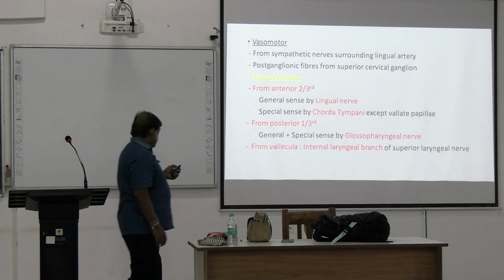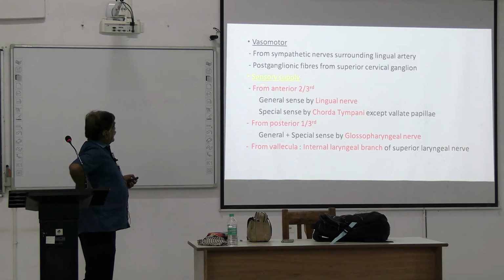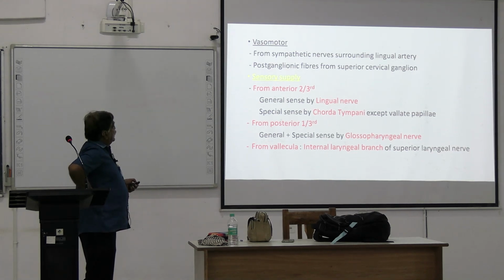Now, vasomotor is from sympathetic nerve surrounding the lingual artery, postganglionic fibers from superior cervical ganglion. Sensory supply from anterior two-thirds, general sense by lingual nerve, special sense by chorda tympani except vallate papillae; from posterior one-third, general and special sense by glossopharyngeal nerve; from vallecula, internal laryngeal branch of the superior laryngeal nerve. This is very important.